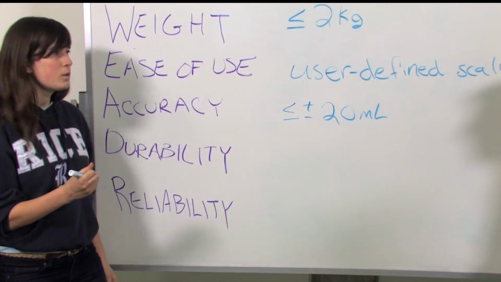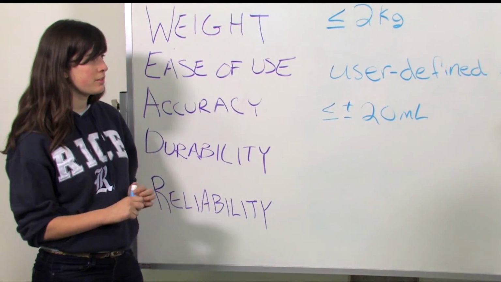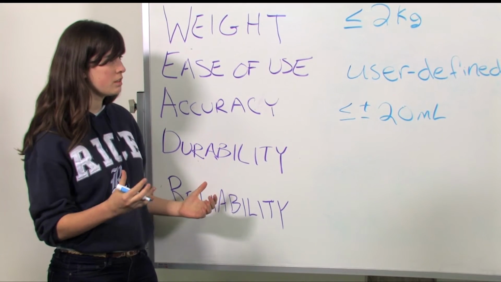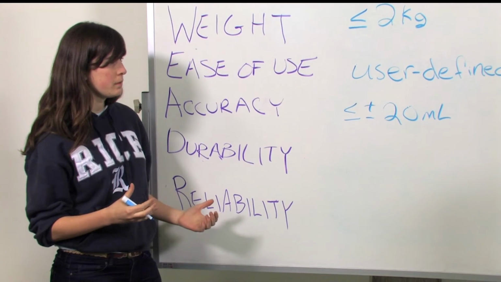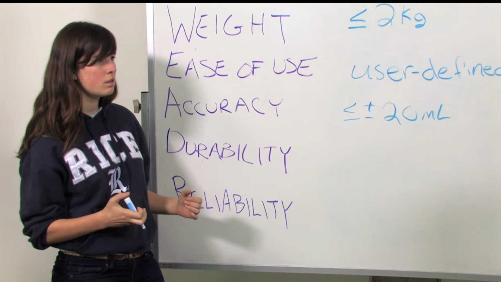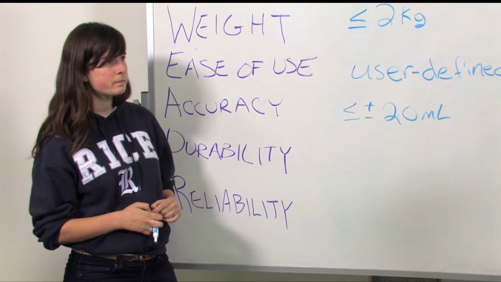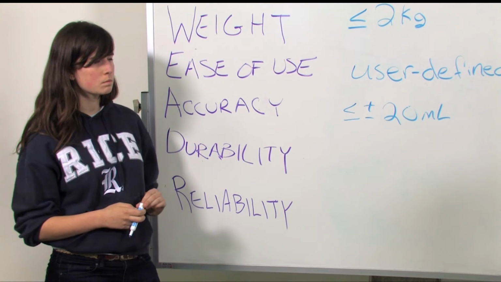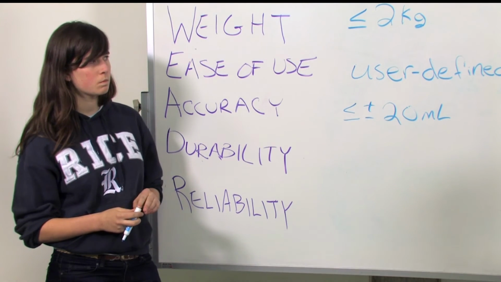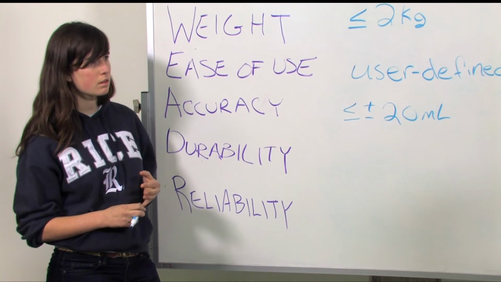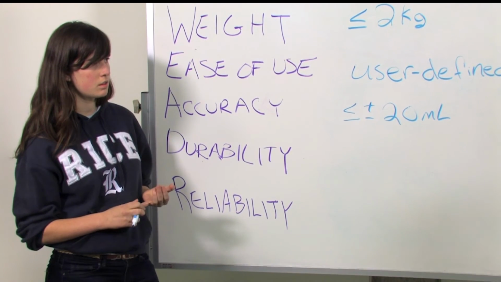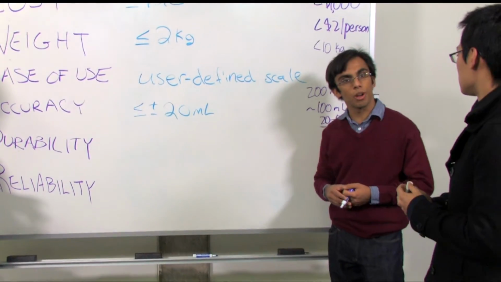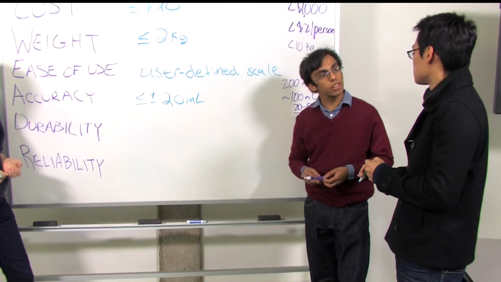Durability. The device is going to be moved around. How often do we think it's going to be used? If we're giving it to low resource settings in the developing world, they wouldn't want to buy it too often. They would want it to last a long time. So maybe around 10 years. Do you think? That seems like a little much because it's really hot and humid over there.